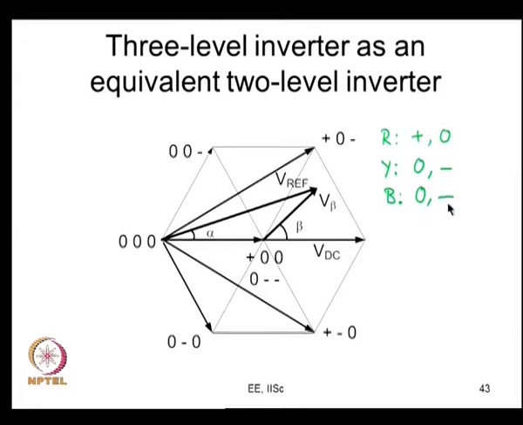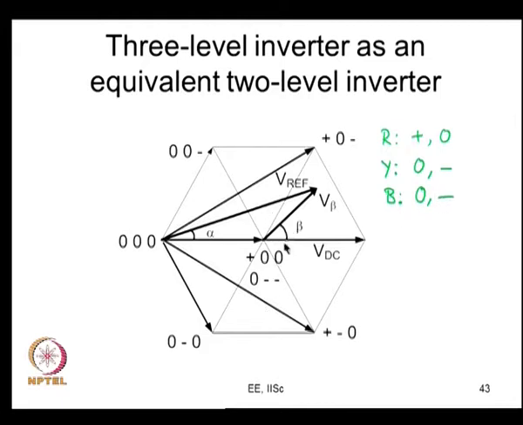So, what we are trying to say is that a particular phase switches only between plus and 0 in the positive half cycle and between 0 and minus in the negative half cycle. Based on this you can divide the entire fundamental cycle into 6 extents. In each extent, for example this one, R is switching only between plus and 0, Y is switching between 0 and minus, and B is also switching between 0 and minus. So, you can call this high and low, high and low, high and low. You ignore plus and 0 for the time being. You see that this 3 level inverter is really like a 2 level inverter, because the inverter is never getting connected to the third level within this region.